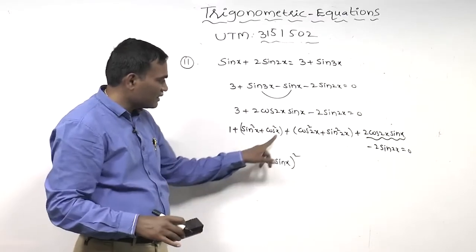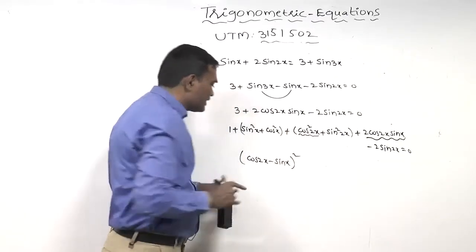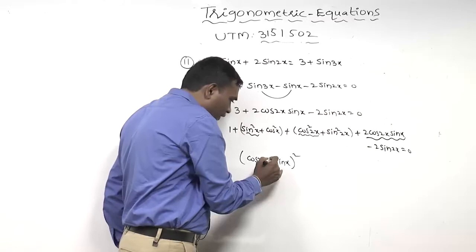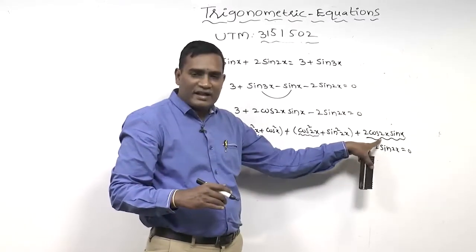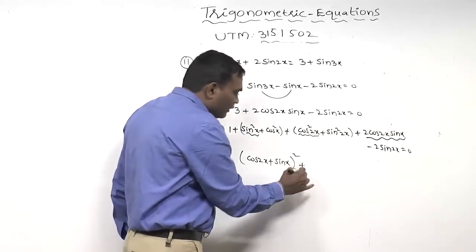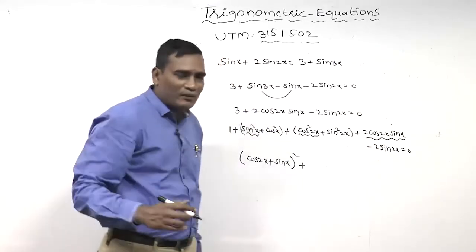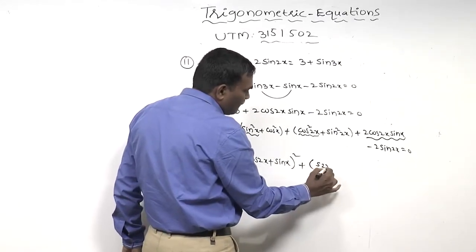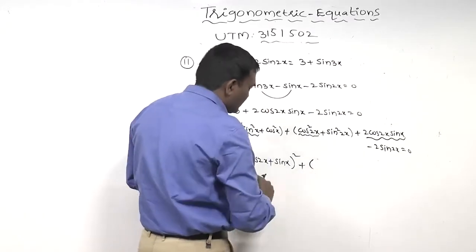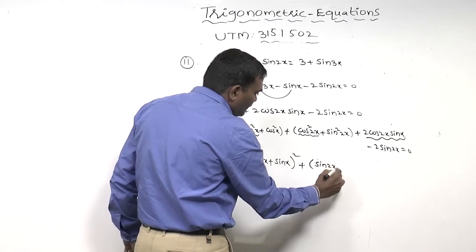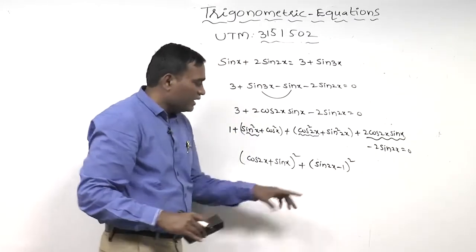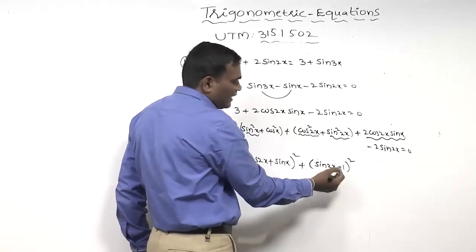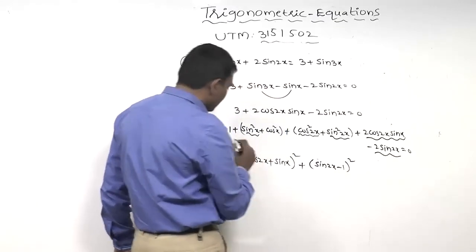Here cos square 2x is there, cos square 2x over. Next, plus sin square x over. Next, here plus is there, no? That's why here you write plus 2 cos 2x sin x, yes, over that one also. Next, what to do? Here minus 2 sin 2x is there. So here I am writing sin 2x minus 1 whole square. So here you will get sin square 2x minus 2 sin 2x plus 1, this is also over.